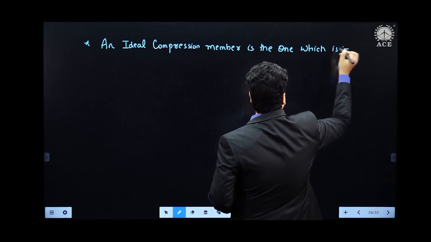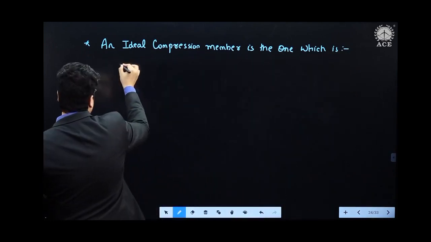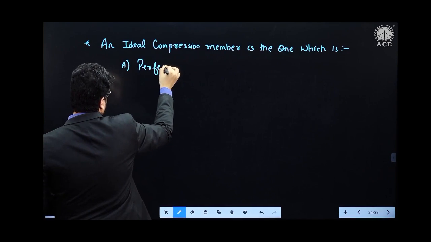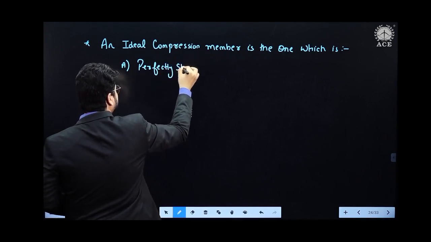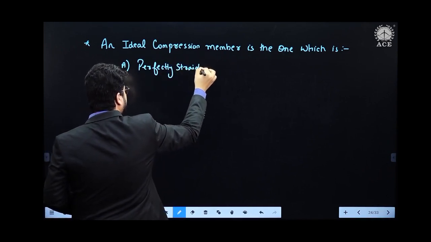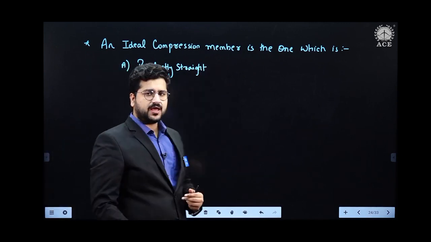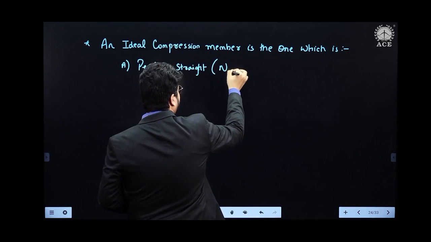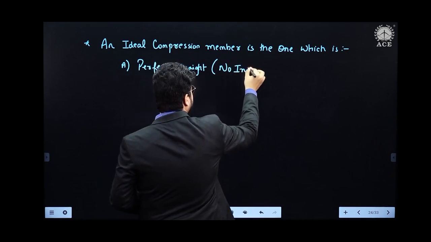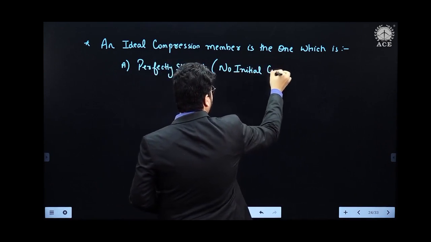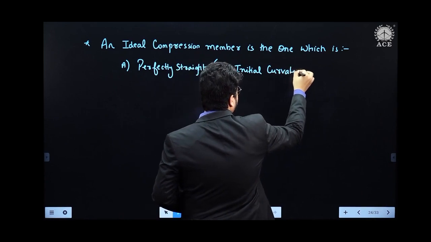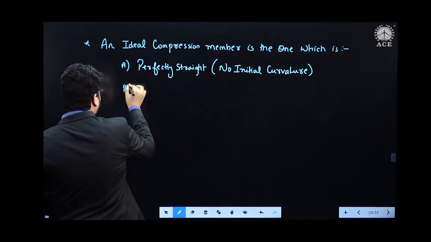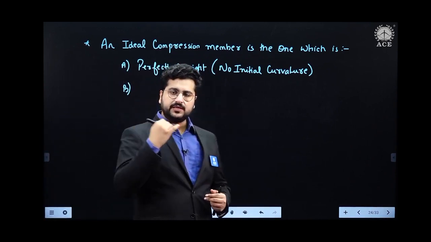So what are the credentials for an ideal compression member? First credential is it should be perfectly straight. That means, in other words, you can say it should not have any initial curvature present inside it.